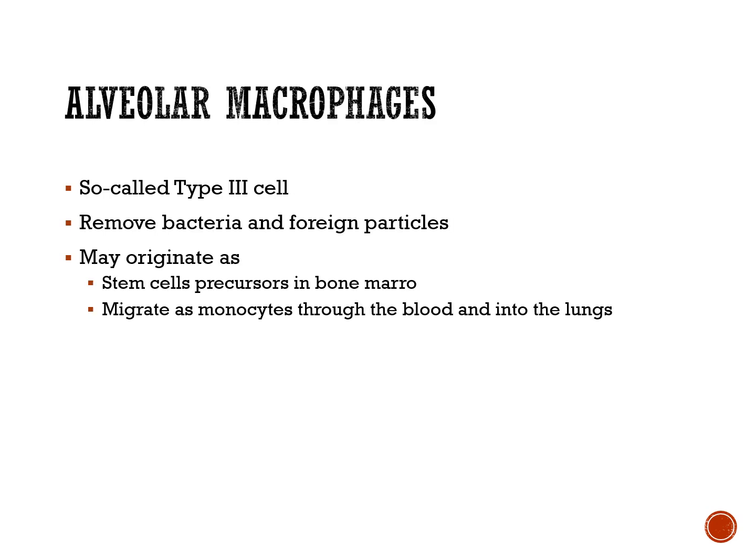Alveolar macrophages are seen in almost every case in smaller or larger numbers. They are also called type 3 cells. They remove bacteria and foreign particles, and they may originate as stem cell precursors in the bone marrow, and they migrate as monocytes through the blood and into the lungs.